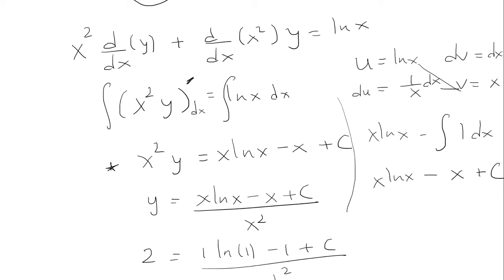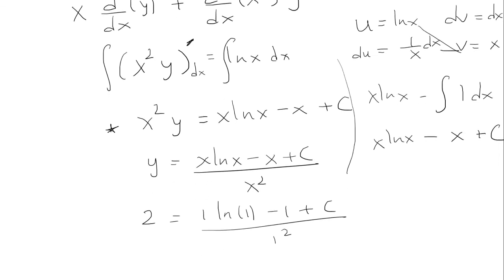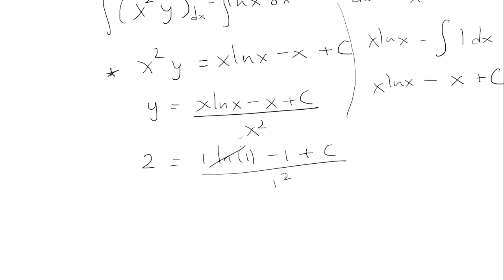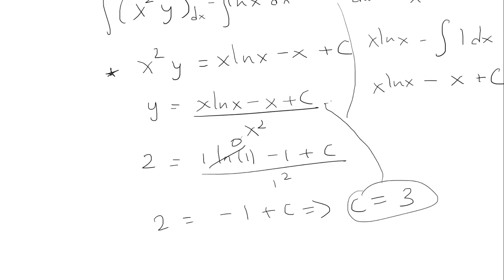So here, notice that ln of 1 is just 0. Okay, so this thing is just going to be 0. So I'm left with negative 1 plus c over 1, which is just 1, which implies that c has to be 3. So I'm going to take this 3 and put it back in for c over here. So my final answer is y equals x ln of x minus x plus 3 over x squared.